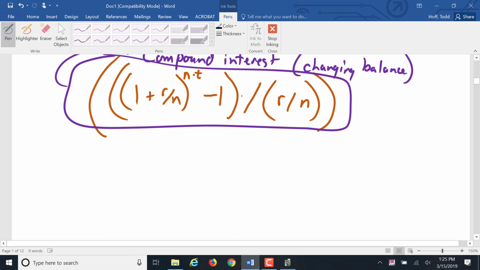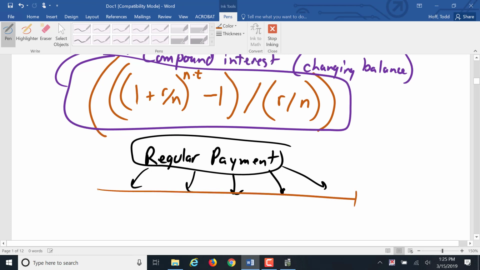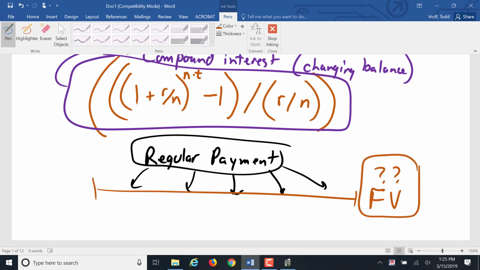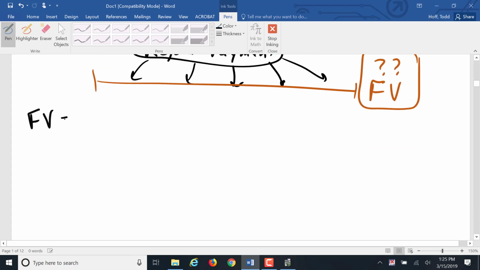So let's take a look at if we know what the regular payment is. So we know that regular payment going into our investment, and we want to know what that future value is going to be. The formula to find that future value is simply the amount of that regular payment times our compound interest factor for annuities.